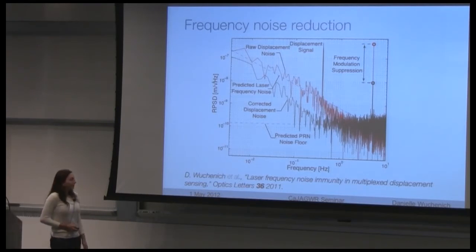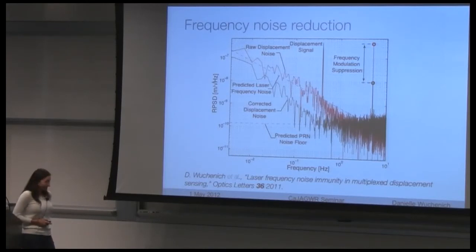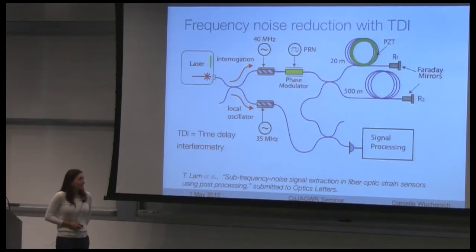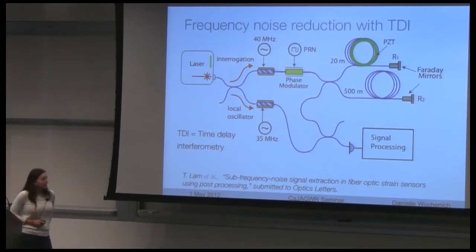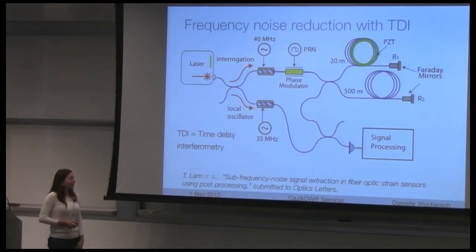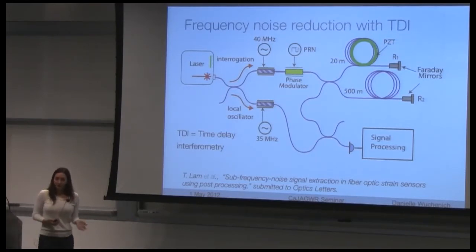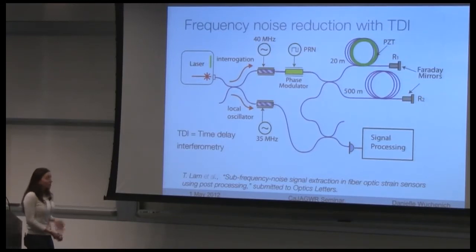And so this was something that we did a few years ago. A postdoc in our group then took it one step further, and he not only used this type of fiber sensor PRN readout, but he also used it in combination with time delay interferometry. This was developed for LISA to cancel frequency noise. But you can also demonstrate it in a lab, and this is exactly what he's done.